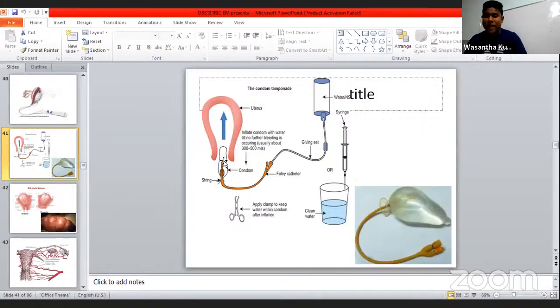After putting in the condom catheter, you have to pack the vagina with gauze towels, otherwise this thing will come out. To prevent that, you have to pack the vagina with gauze towels. So this is called the condom tamponade effect. You try drugs, you try massaging, bimanual compression, and if all fail, the next step is condom catheter insertion. After inserting the condom catheter, how will you monitor this patient?